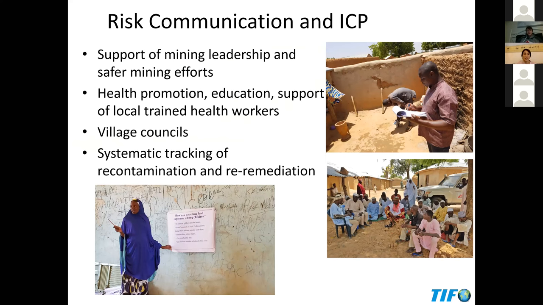So what it looks like in Zamfara is support of mining leadership and safer mining. There's different projects that have been implemented to reduce dust at these mining sites and to keep some of those take-home exposures from occurring. There's a lot of health promotion. There's village councils that have been created specifically to address this issue. And a lot of work being done to explain long-term issues with lead poisoning.